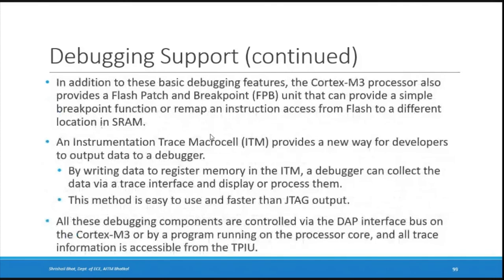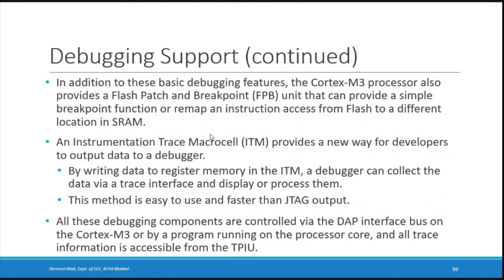In addition to this, the Cortex M3 processor also provides another unit called the flash patch and breakpoint unit that can provide a simple breakpoint function. That means in between the instructions, it can insert a breakpoint or remap an instruction access from flash to a different location in SRAM.